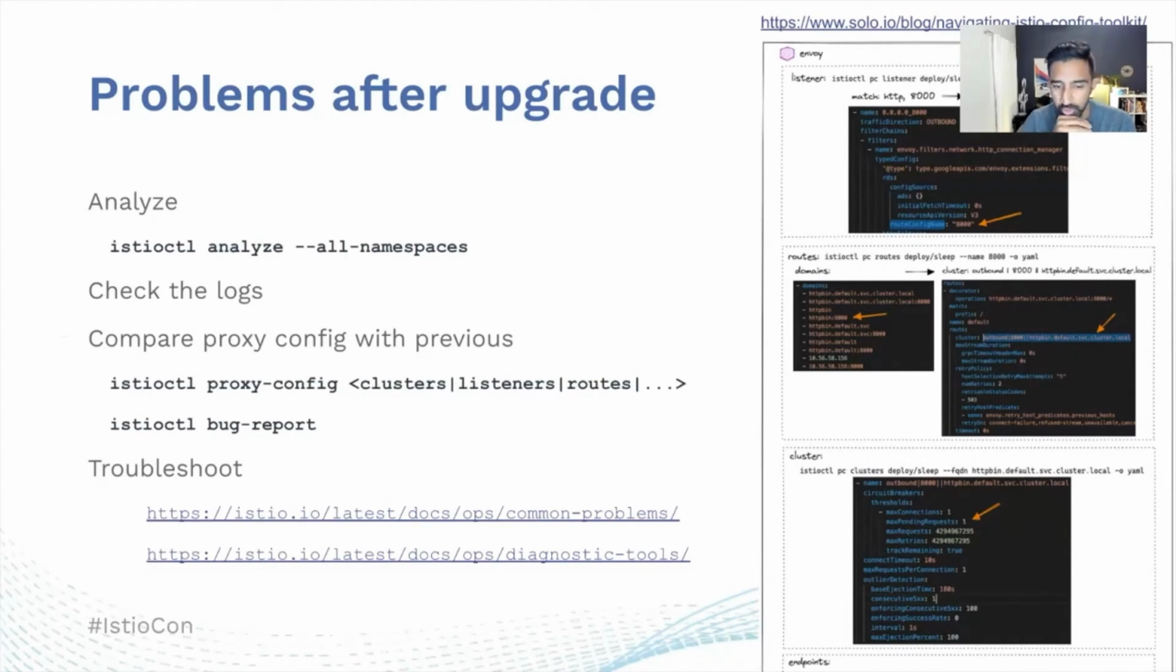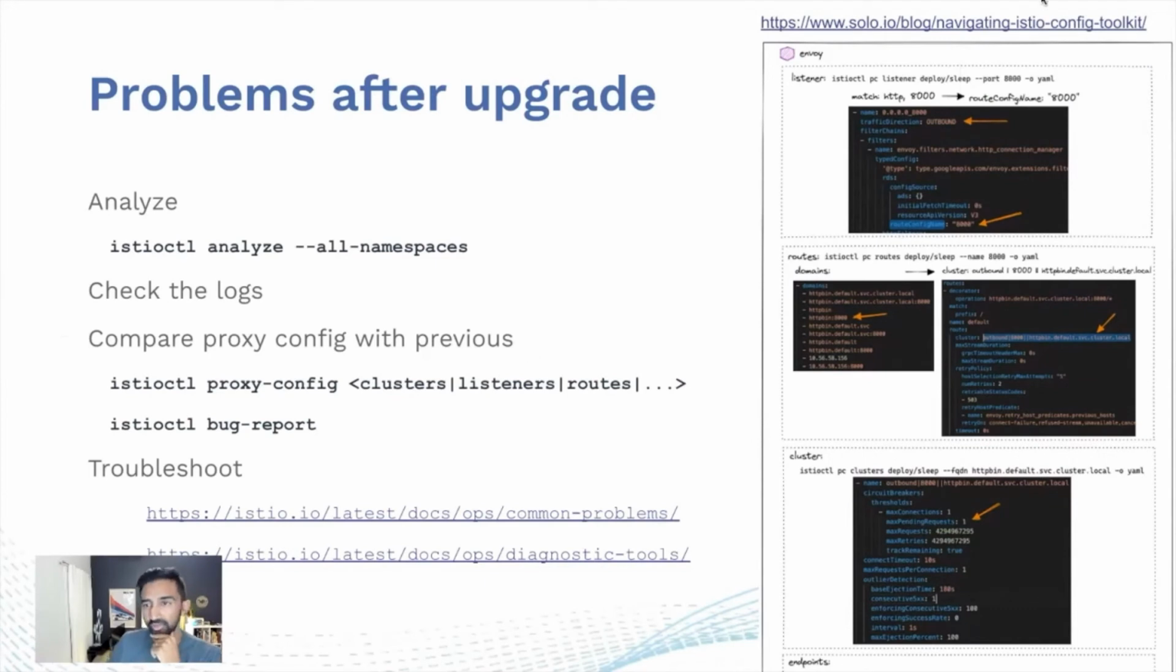Istio has great troubleshooting doc pages, and I've linked to both of those. And then I've also linked to a blog that I wrote about reading Envoy configuration. So if you do this proxy config command, the output of it can be something that you're not familiar with. I've tried to simplify that down to say what exactly is a listener, a route, a cluster, and how can you navigate from one to another using a simple hello world example.